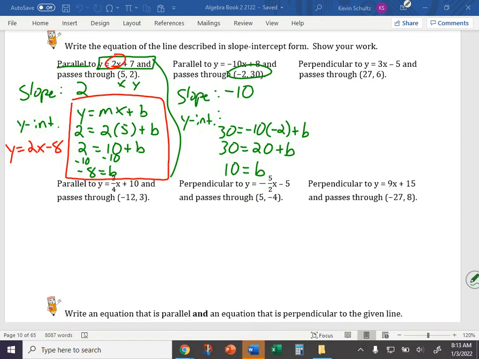Okay, anyone confused on this process here? So then would the answer be y equals negative 10x plus 10? Yes, y equals negative 10x plus 10.